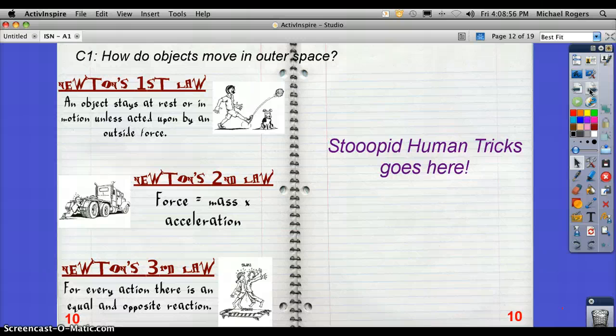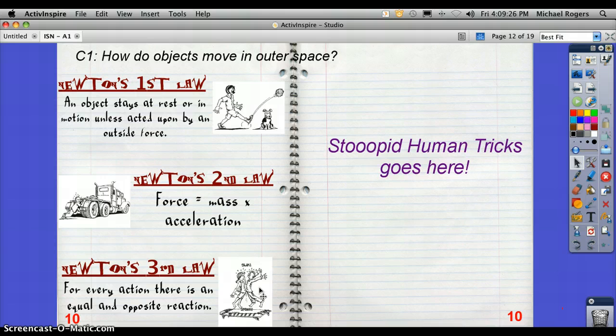So C1, how do objects move in outer space? Of course, that has to do with Newton's laws. We spent a crazy day, if I remember right, on a late start day, and it was homecoming, and we reviewed Newton's laws, which you learned back in 6th grade. The first law says an object tends to stay at rest or in motion unless acted upon by an outside force. The second law says that force equals mass times acceleration. And then, of course, the third law, for every action, there's an equal and opposite reaction. Every bully's worst nightmare, that third law.